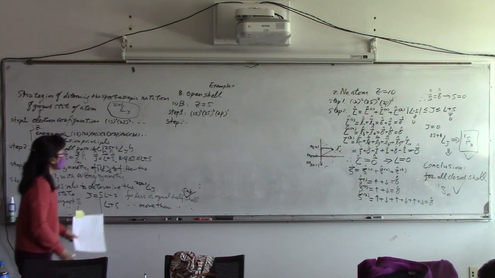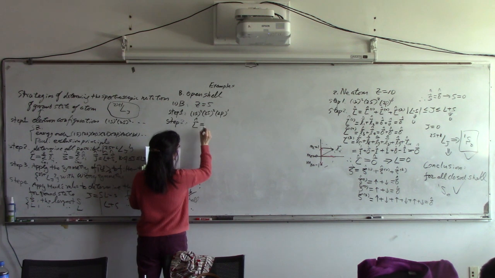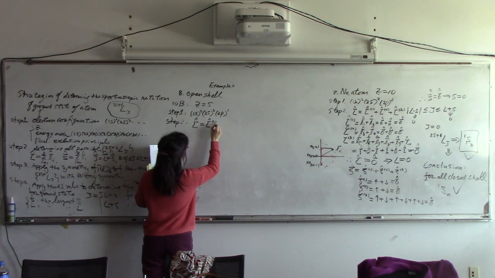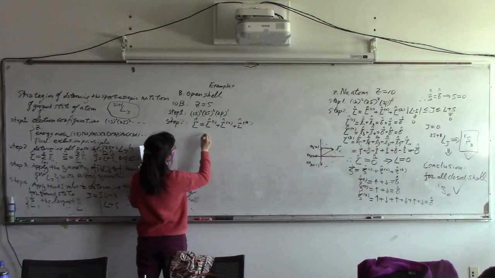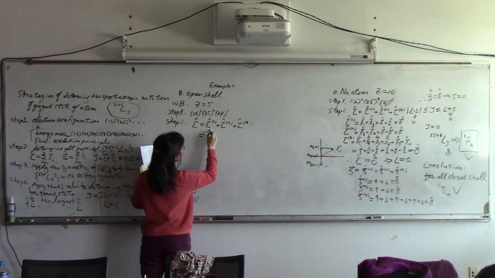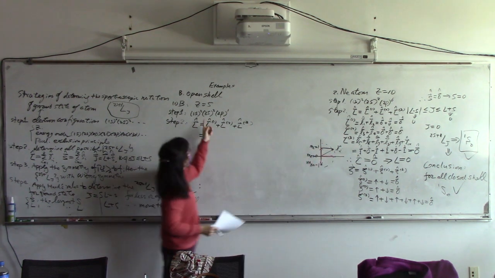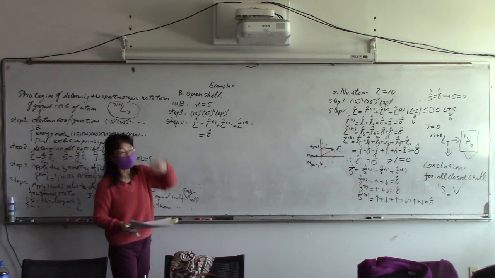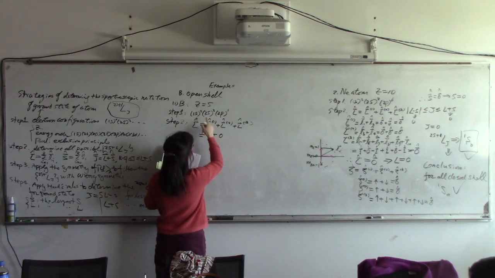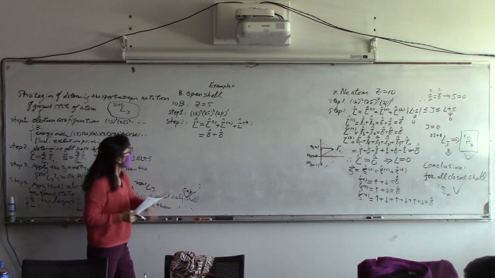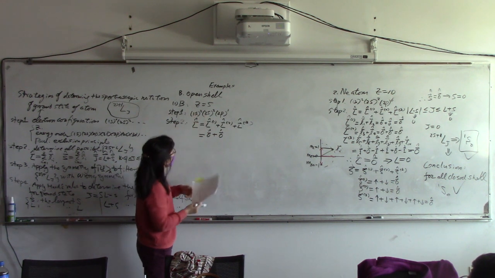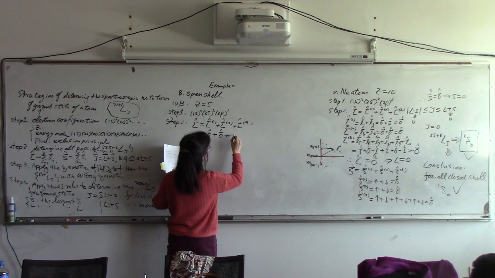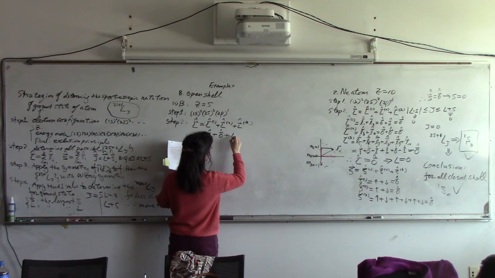Then step 2. Let's consider the total L first. L is L1 plus L2 plus L3. And as you know, L1 is 0, same as 1s, right? So for an s orbital it is 0. 0 plus 0 is 0. And the second shell, the 2s, is also 0, since 0 plus 0 is 0. So we have 2 electrons in the 2s, 0 plus 0. 1s is 0. Now the only one is L3, in this case, I'm going to use L5.